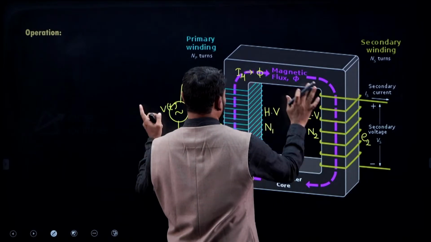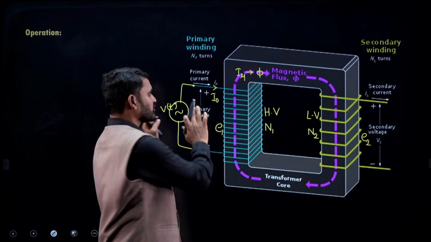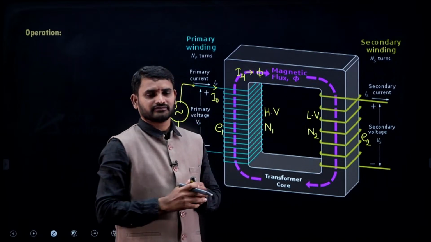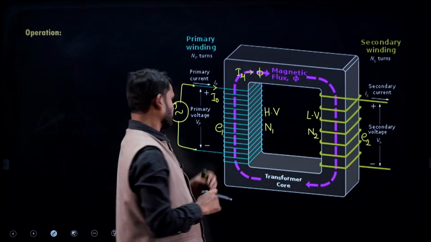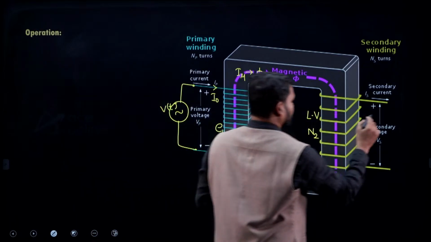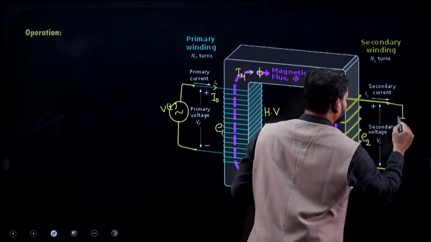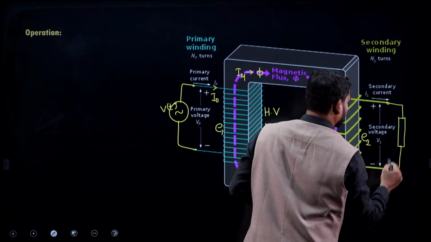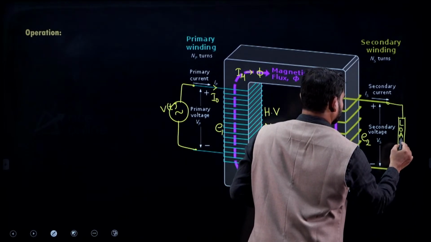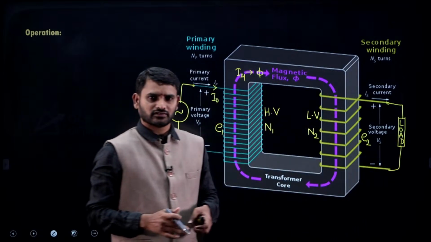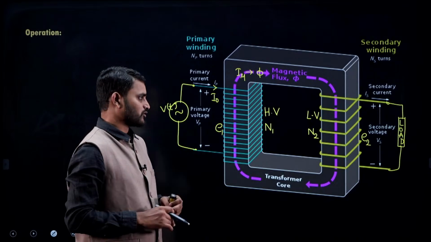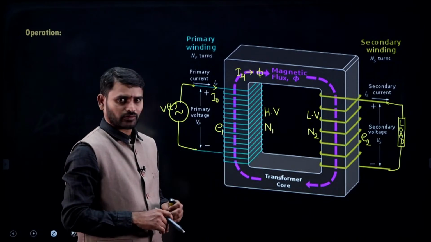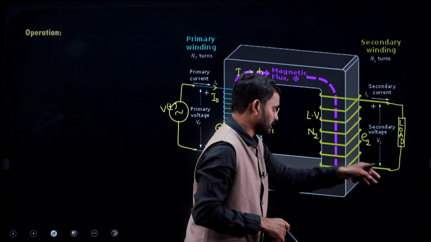Now, what is the main function of a transformer? To transfer the power from one side to another side. Okay. So, I have connected a source here, now I have to connect a load. If you connect an inductive load or capacitive load, generally it is going to be an inductive load, most of the loads are going to be inductive. I have connected a load. So, I have closed the circuit here.